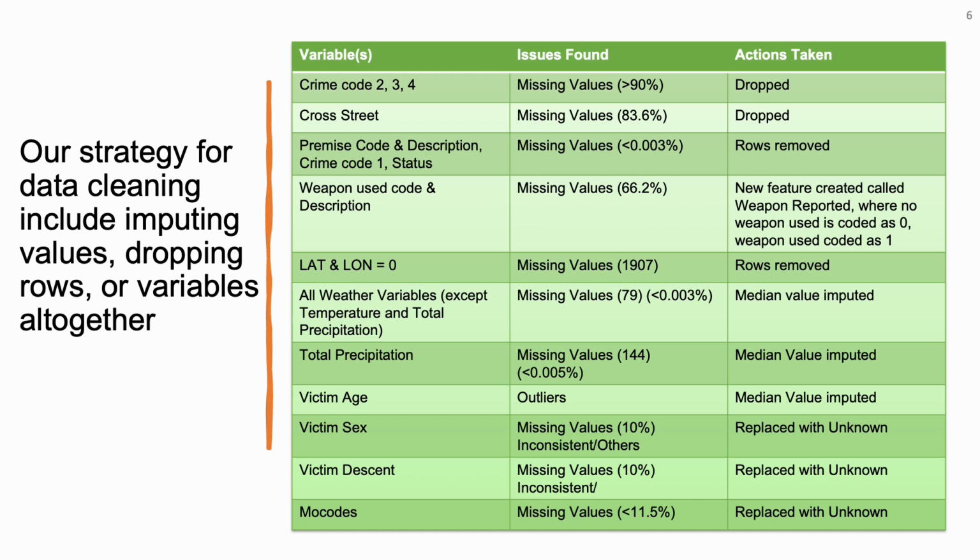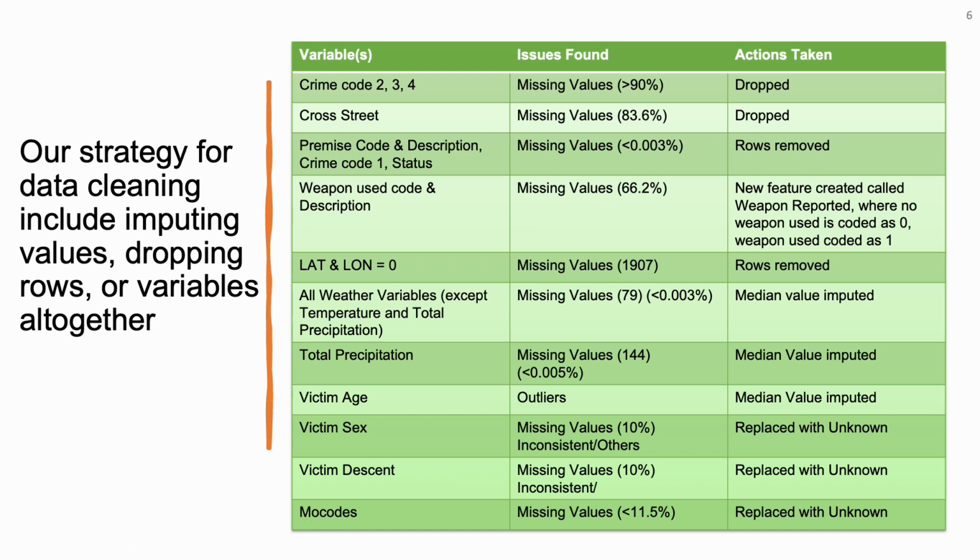We created a new feature called weapon reported with binary values 0 and 1, where 0 represents no weapon was reported and 1 represents a weapon was reported. As a result, we had to remove both weapon use code and weapons description.